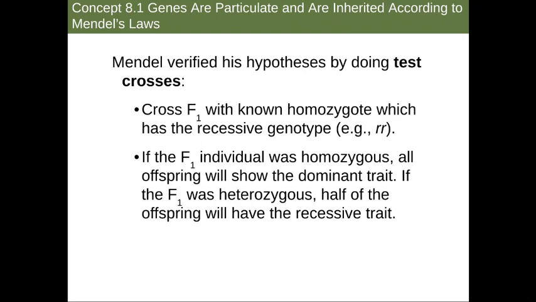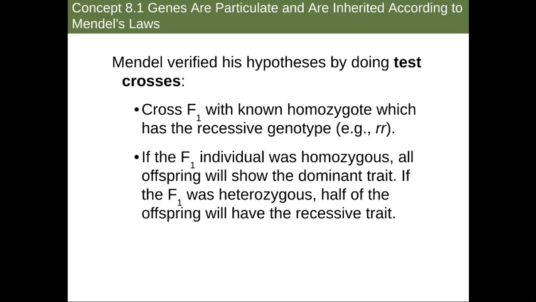Mendel verified his hypothesis by doing test crosses. What he would do is cross an F1 individual with an unknown homozygote which has a recessive genotype, for example little r, little r. If the F1 individual was homozygous, all offspring will show the dominant trait.